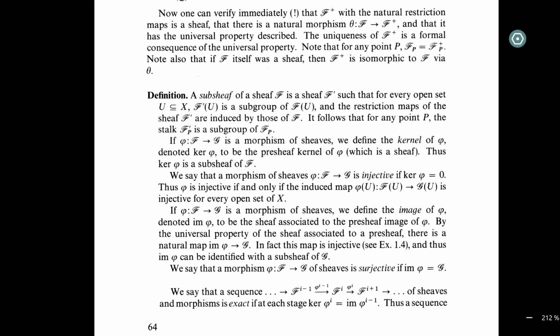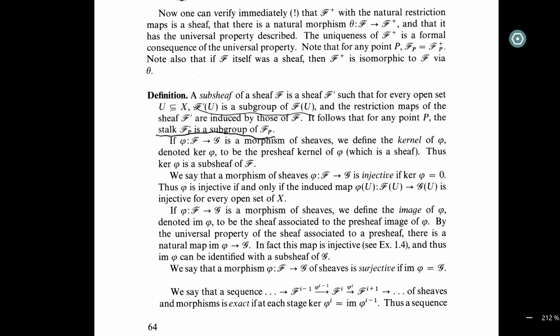And a subsheaf of a sheaf is obviously, for any open, you give a subgroup, and the restriction map is the map of the group restricted to our subgroup. It follows that for any point P the stalk is also a subgroup. If phi is a morphism of sheaves, we can define the kernel of phi to be the pre-sheaf kernel of phi, which is also a sheaf. So the kernel is an example of a subsheaf.